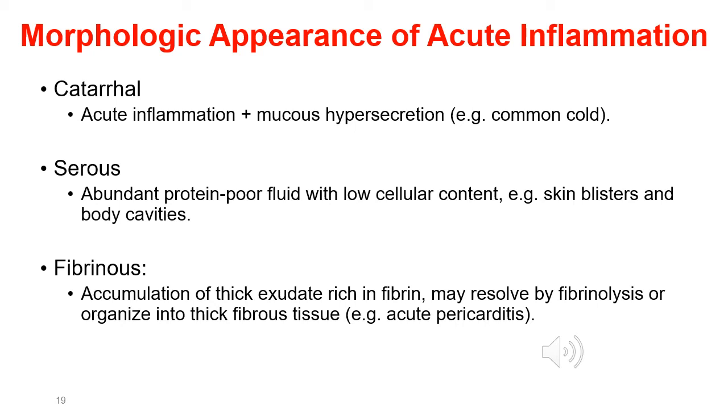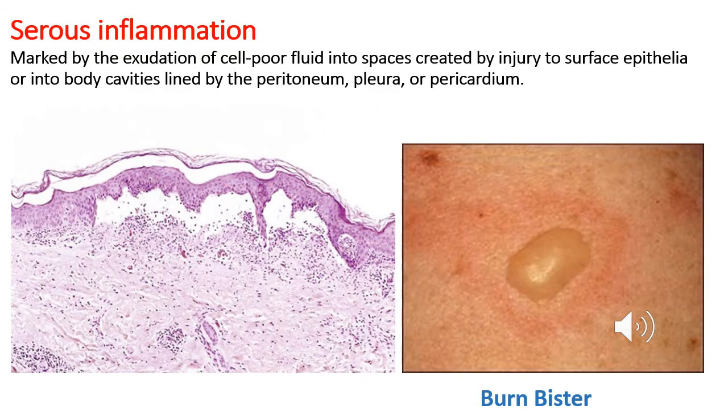The fibrinous inflammation, where you have accumulation of thick exudate, which is rich in fibrin and leukocytes, and this might resolve by fibrinolysis or can organize into thick fibrous tissue. And the best example of this is the acute pericarditis. This is an example of serous inflammation where it's marked by exudation of cell-poor fluid into spaces created by the injury to surface epithelia or into the body cavities lined by peritoneum, pleura, or pericardium, as we just mentioned.